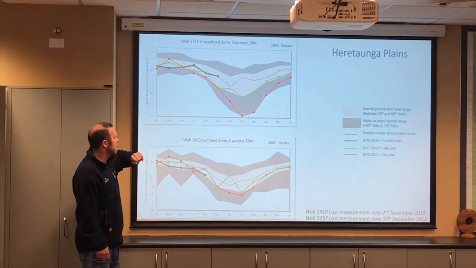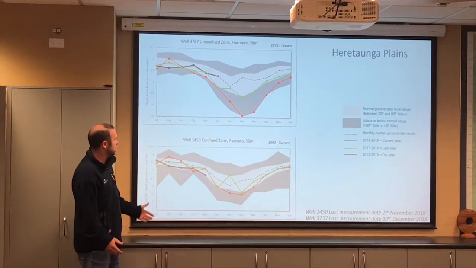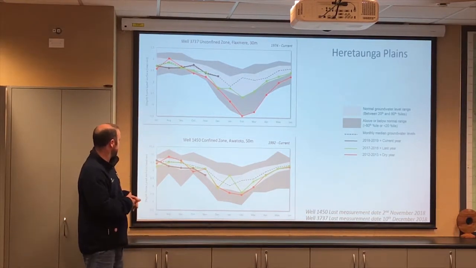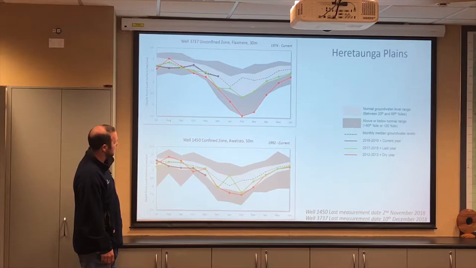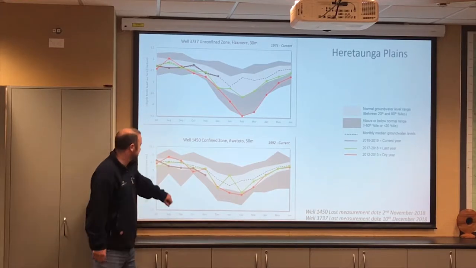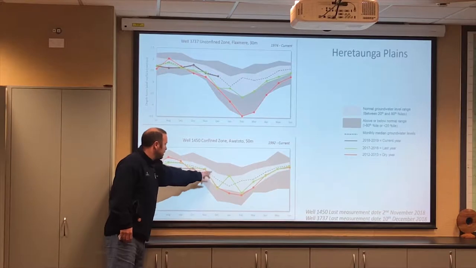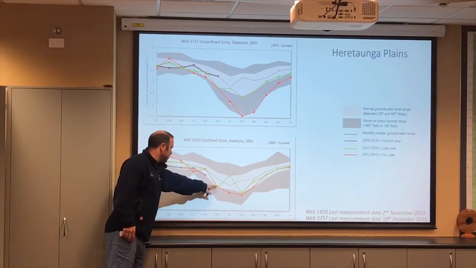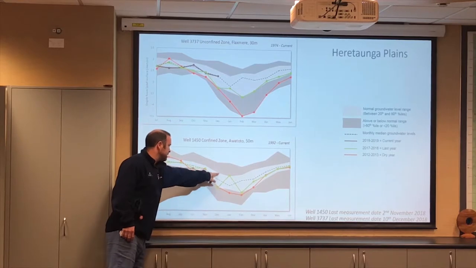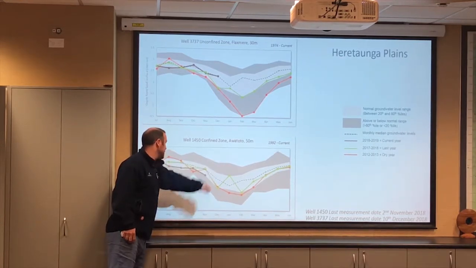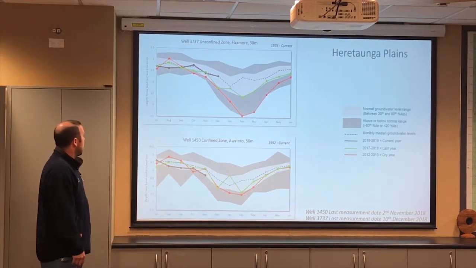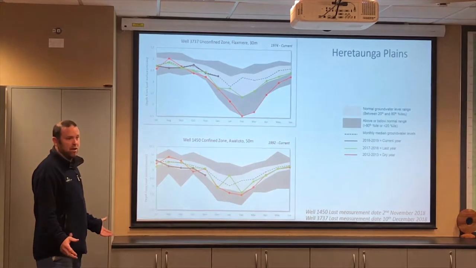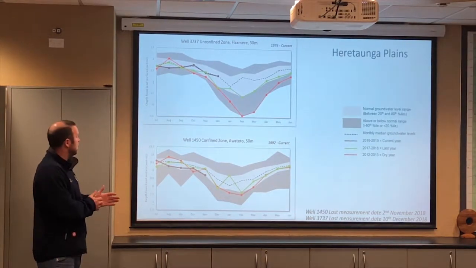The green line is last year's groundwater levels, and of course the black solid line is the current year, and the dotted line is the median. The bands are below normal, normal, and above normal. This is the 25th percentile, this is the minimum, 75th percentile, and this is the maximum. But as you can see from the black line in this unconfined area, it's plotted pretty much bang on normal and right on the monthly median for this particular well.